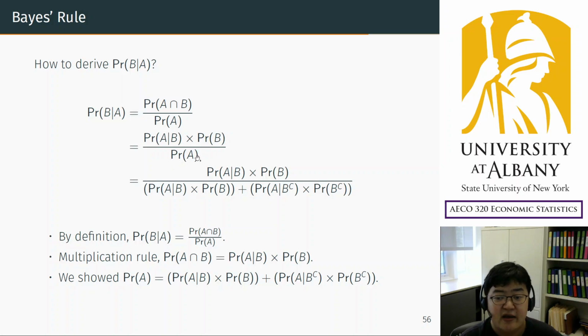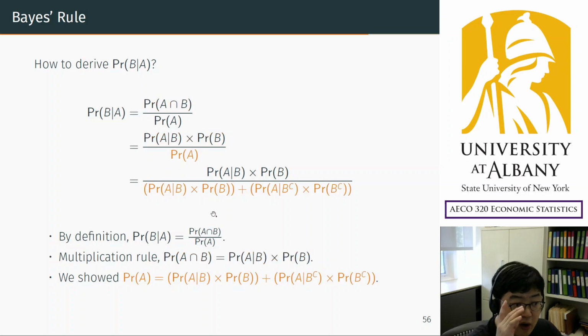Probability A can be written in a more complicated way. So you obtain the Bayes rule. This is the mathematical way of derivation, but I'm telling you these 3 steps to derive the Bayes rule, and you don't need to understand the derivation. Just try to understand the tree diagram method.